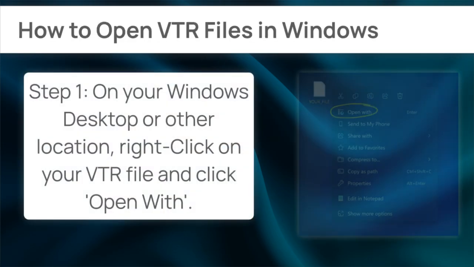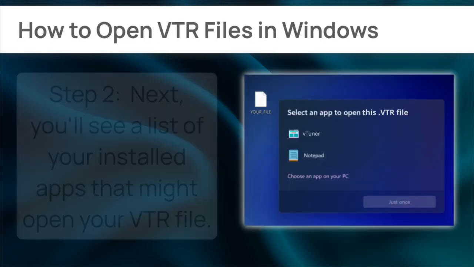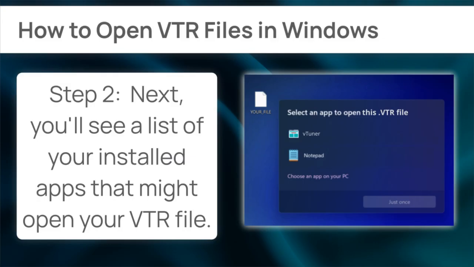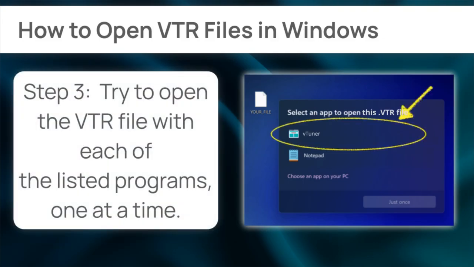Let's check the software manifest. Right-click your VTR file and select Open With. Test vTuner if it is installed. If it's unavailable, choose a different program. We are looking for the right interpreter.